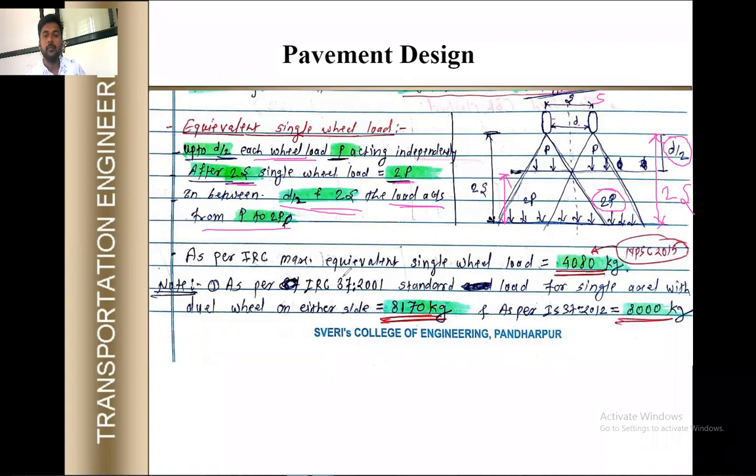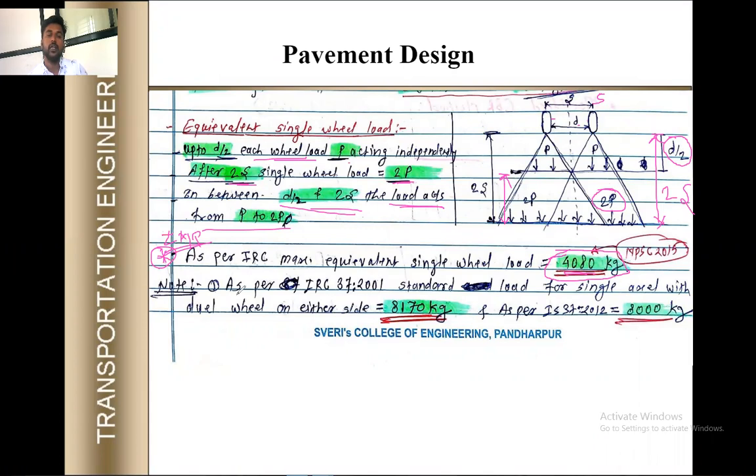So as per the IRC, the maximum equivalent single wheel load is taken as 4080 kg. This is very, very important. Star mark, it is an important value. Please note this value. As per the IRC, maximum equivalent single wheel load, 4080 kg. It was asked in previous year question papers.